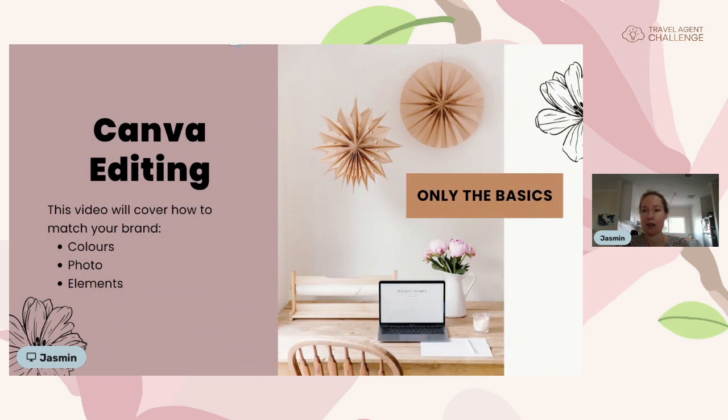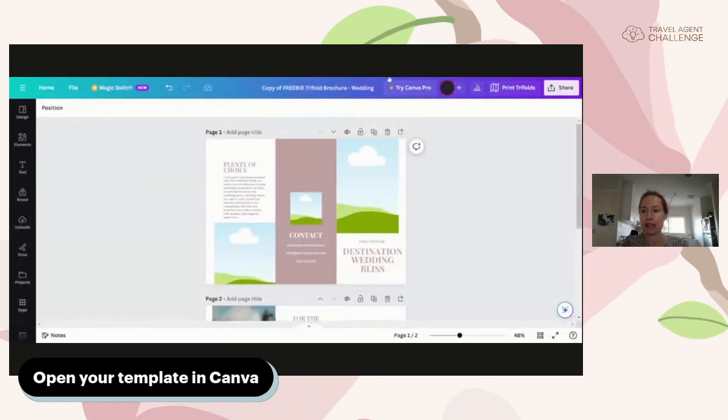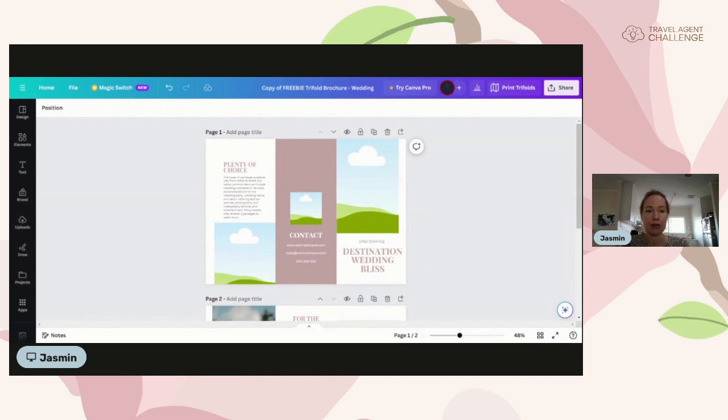I'm going to switch over to Canva. Please head over to Canva and open up your template so that you can follow along with me. Now, when you open up your template, this is what it is going to look like. Where we're going to start is looking at adding our images to our template.